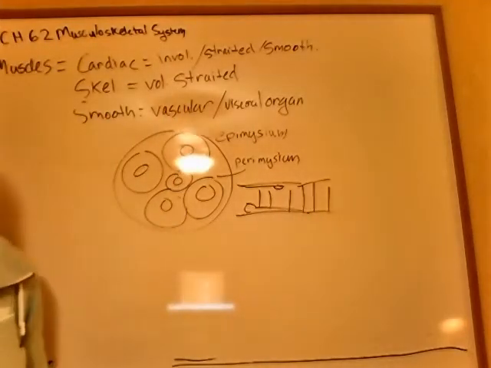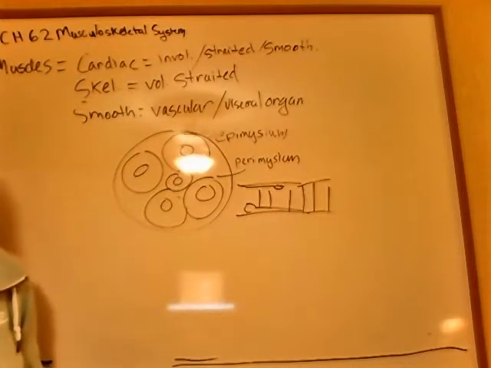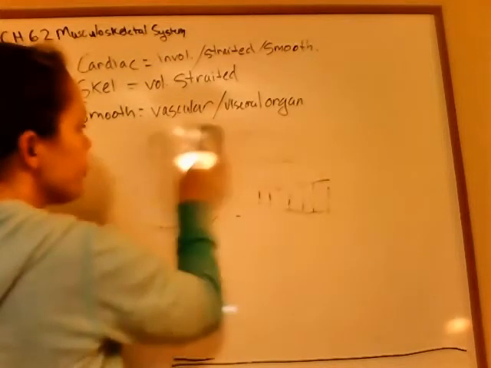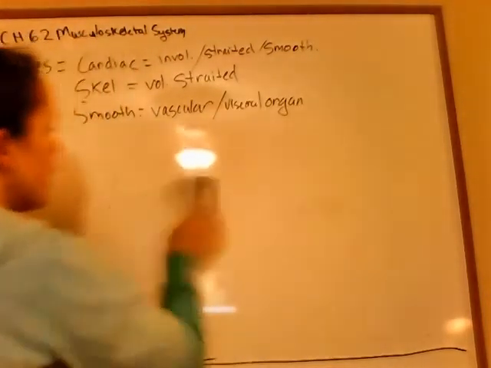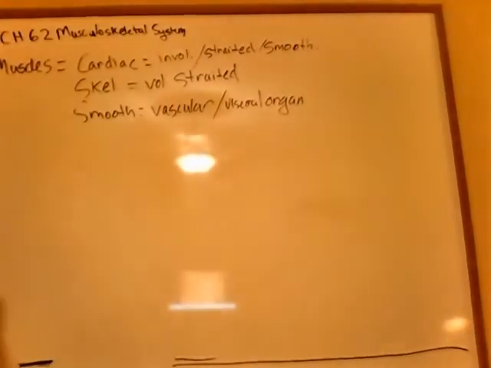So, there's several different types of contractions. You have isometric contraction, isotonic contraction. You also have slow twitch and fast twitch muscles. Let me explain all of this quickly. First of all, I suppose we'll start with contraction.